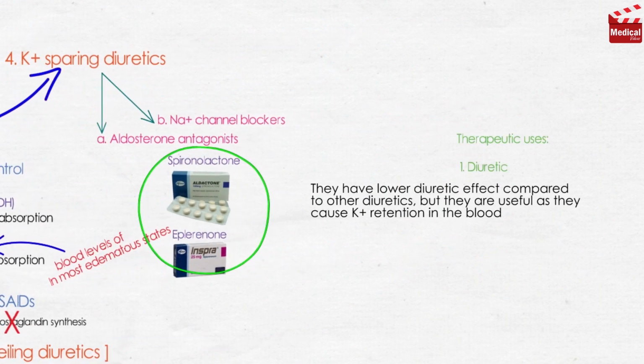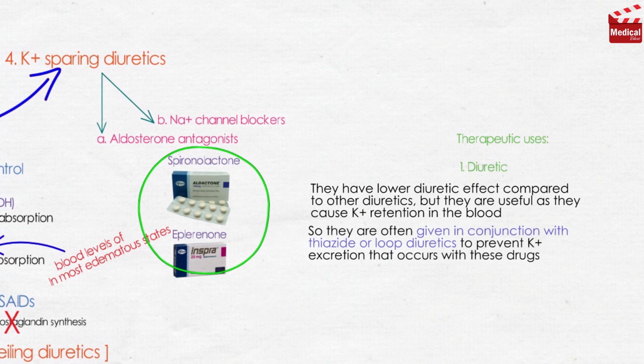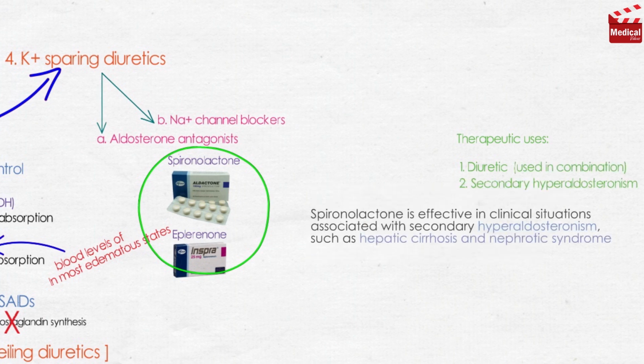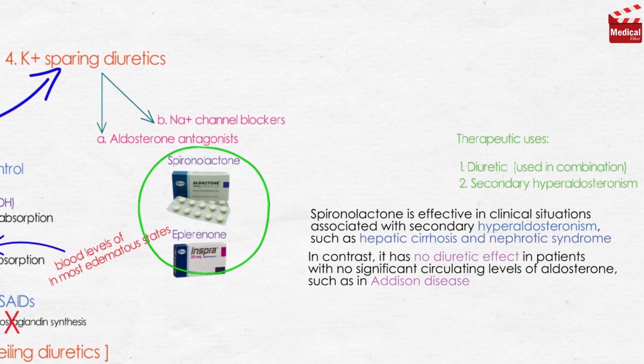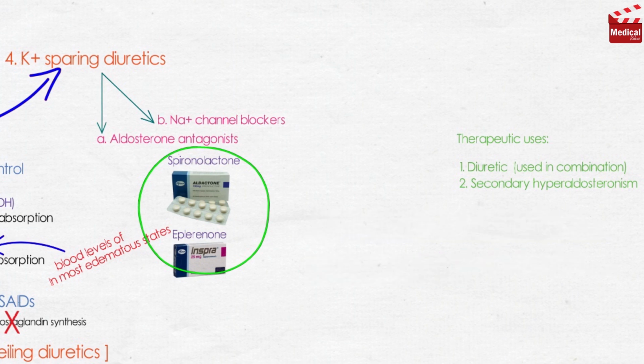They have a lower diuretic effect compared to other diuretics, but they are useful as they cause potassium retention in the blood. So they are often given in conjunction with thiazide or loop diuretics, to prevent potassium excretion that occurs with these drugs. Spironolactone is effective in clinical situations associated with secondary hyperaldosteronism, such as hepatic cirrhosis and nephrotic syndrome. In contrast, it has no diuretic effect in patients with no significant circulating levels of aldosterone, such as in Addison disease. Aldosterone antagonists are used in heart failure and hypertension.